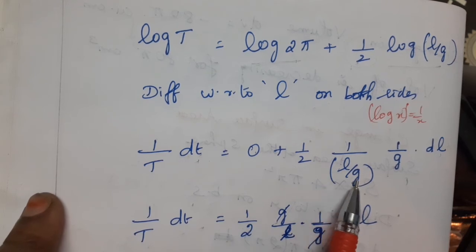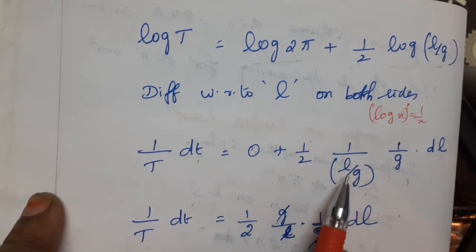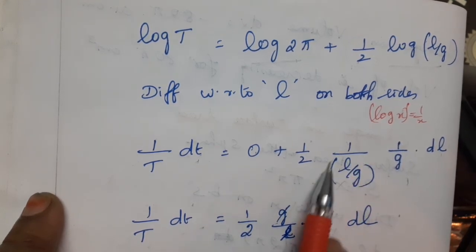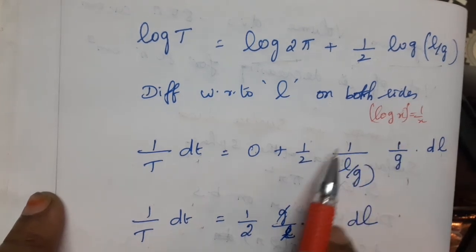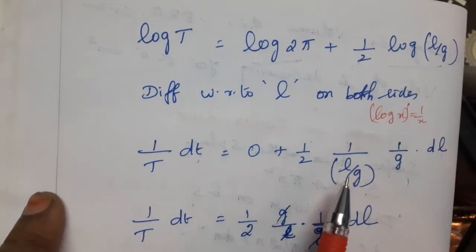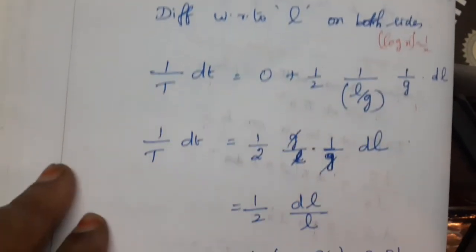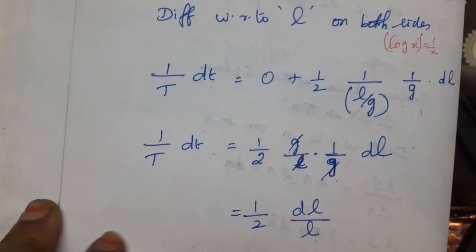Here the assumption is x equal to L by G. Differentiating log x gives 1 by x, so log of L by G gives 1 by (L by G). The 1 by G is kept as a constant, and when L is differentiated we get dl. Now 1 by t into dt on the left side. Log 2π, when differentiated, gives 0 since it is a constant.